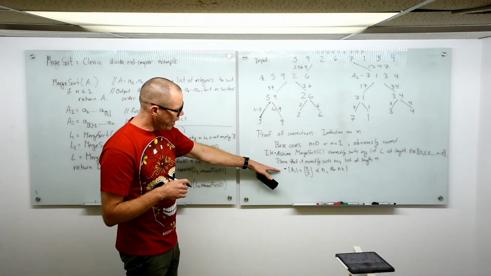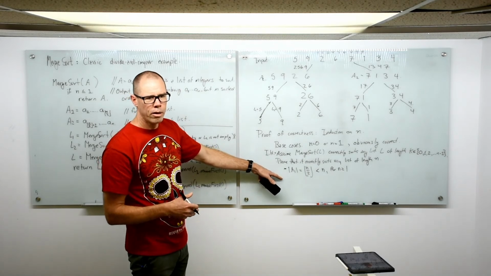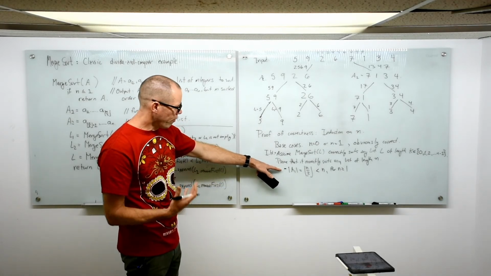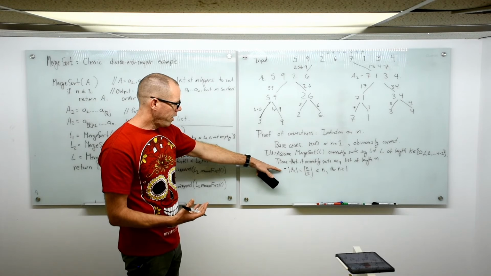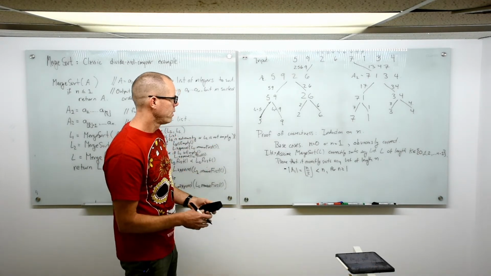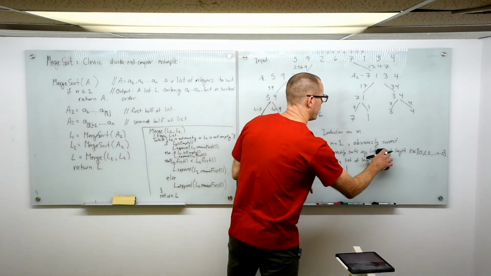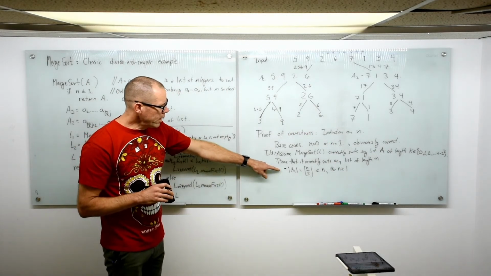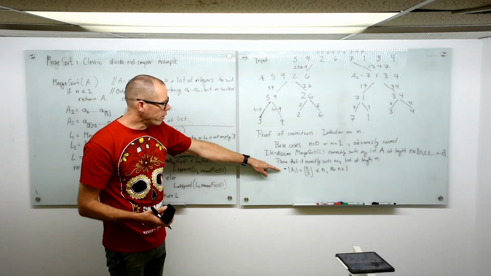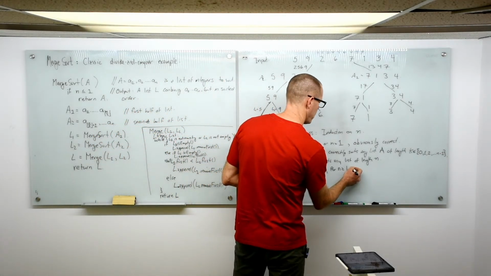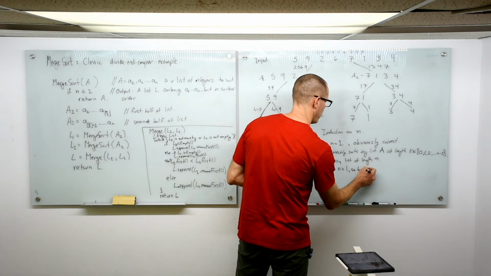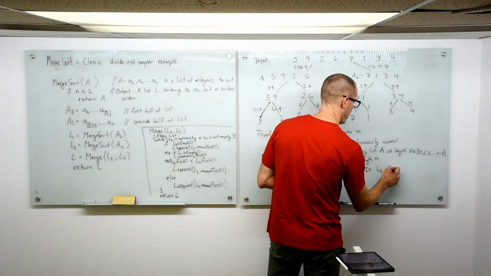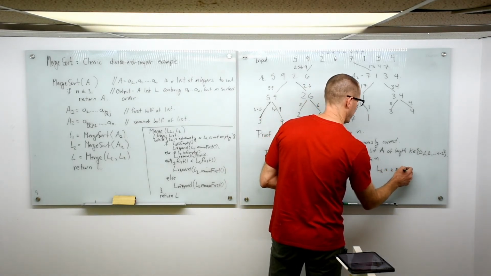Right? So if n is bigger than or equal to 1, then n over 2 is smaller than n, and the floor of that is smaller still. So this first list, A1, has size smaller than n. So by the inductive hypothesis, L1 is a sorted version of A1.